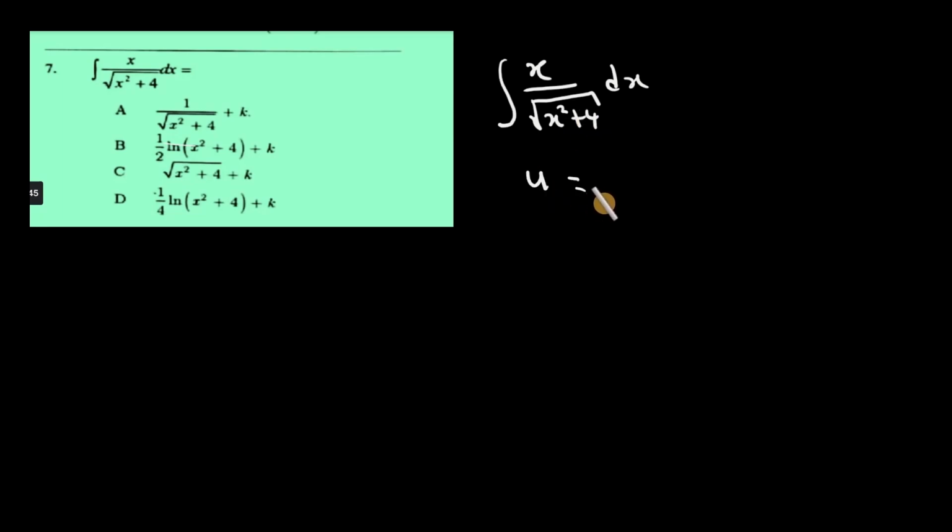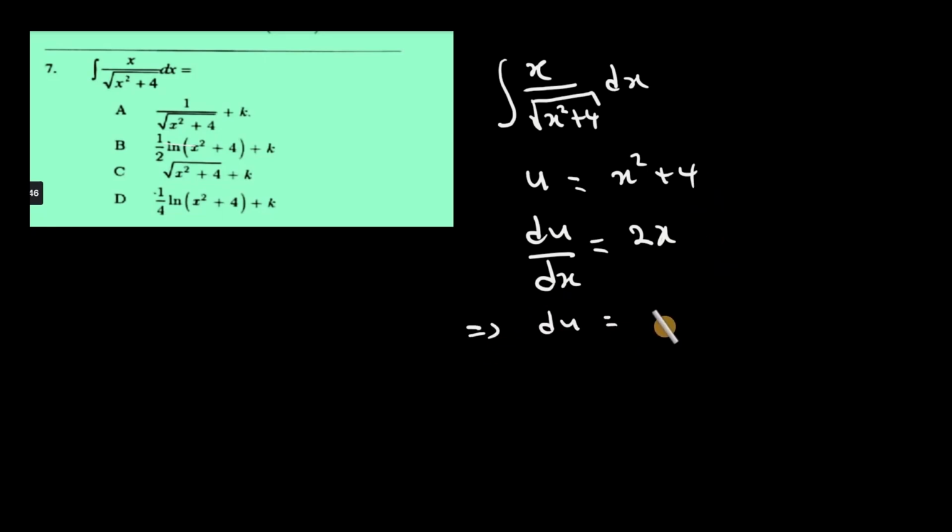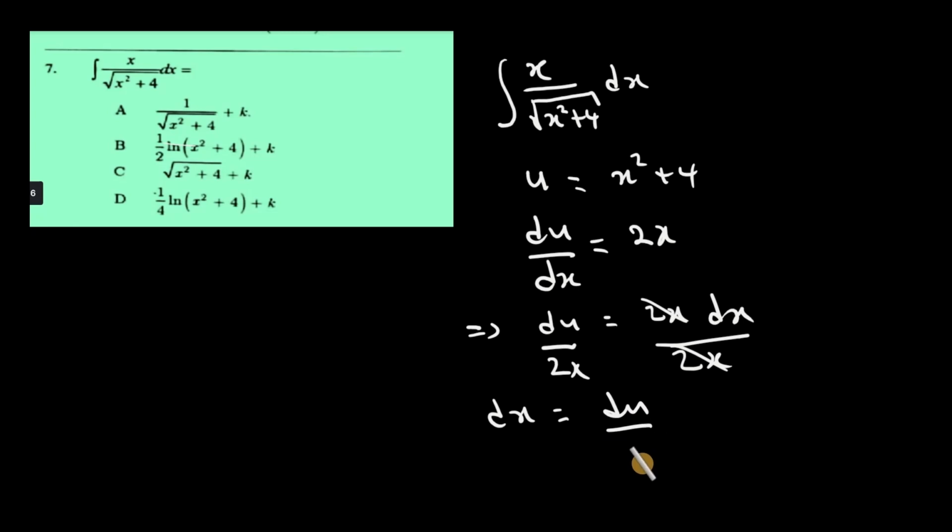Let u equal x squared plus 4. It means du dx is equal to 2x plus 0, which is 2x, since 4 is a constant and the differentiation of a constant is 0. That means du is equal to 2x dx. We divide both sides by 2x, that is du all over 2x. The 2x cancel, and we're left with dx equals du all over 2x.